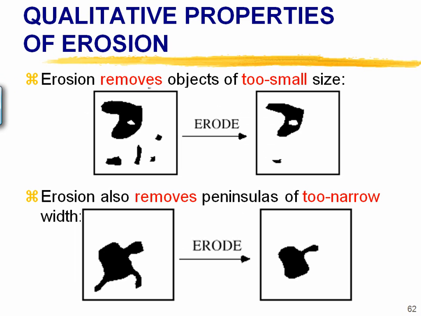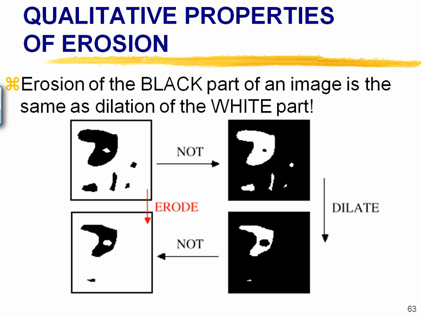Erosion, on the other hand, will remove objects that are very, very small in size. At the same time, it will also remove any peninsulas, so anything sticking out of the object will get eroded. If it's minor, it'll get rid of it. So it's a shrinking effect. Again, erosion can be thought of as a dual operation to dilation. You can complement everything, perform dilation, complement again, and you'd get back the result of an erosion operation.